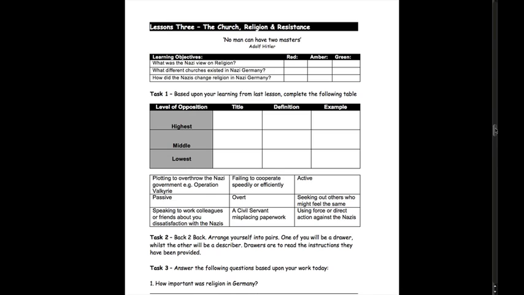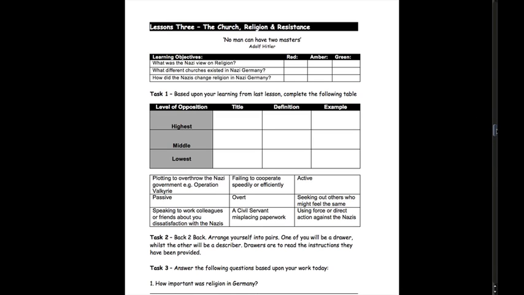Then students work through a series of resources and activities to understand these key questions. So, task 1, based upon your learning from last lesson, complete the following table. We have a series of examples here. Place these examples into the table correctly. This pulls together their knowledge of the 2 different types of resistance and starts to give them some examples to support this.